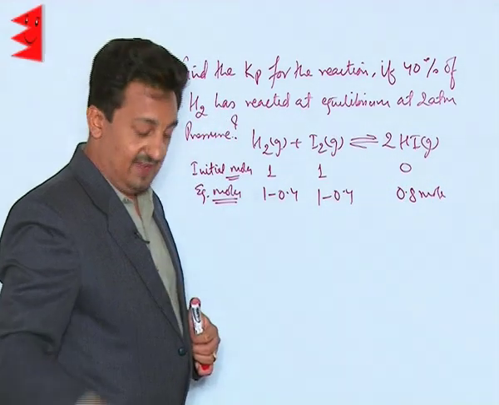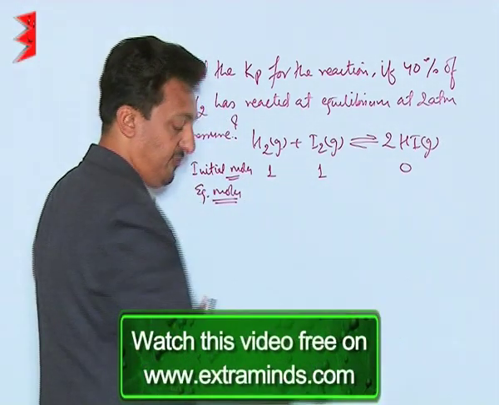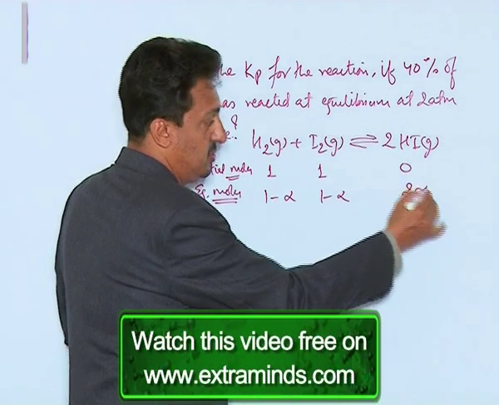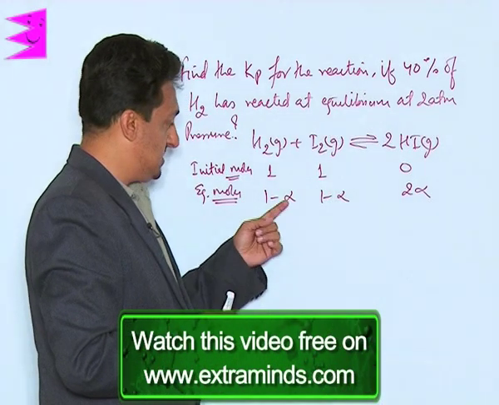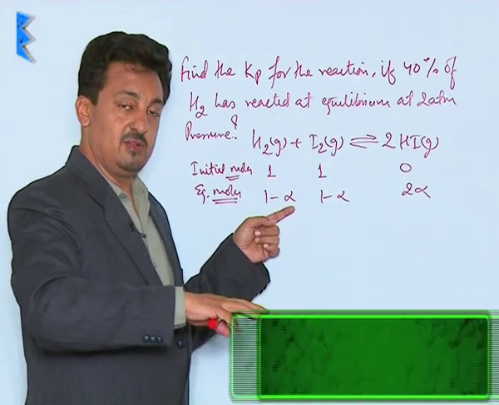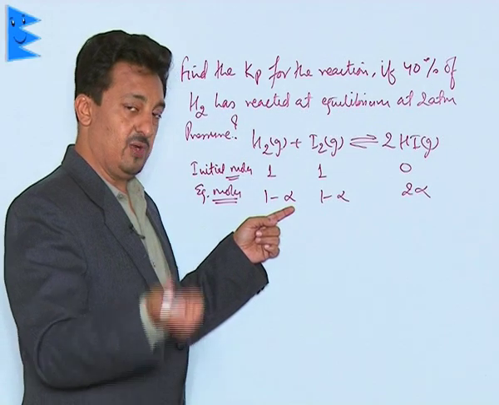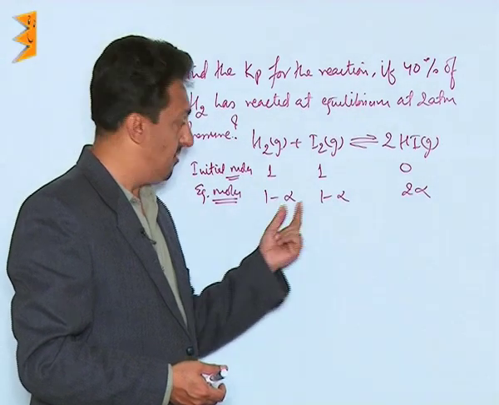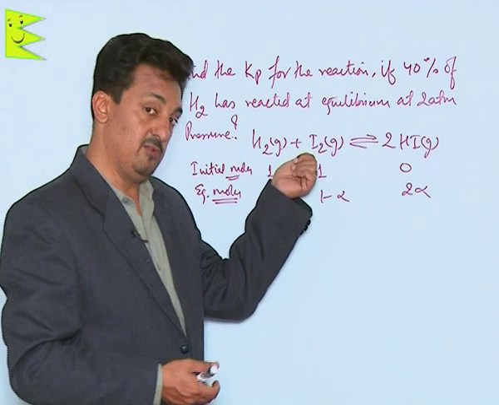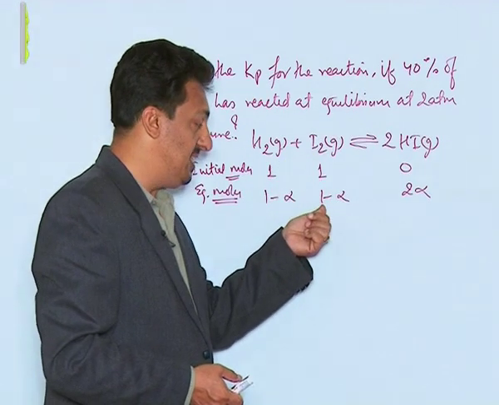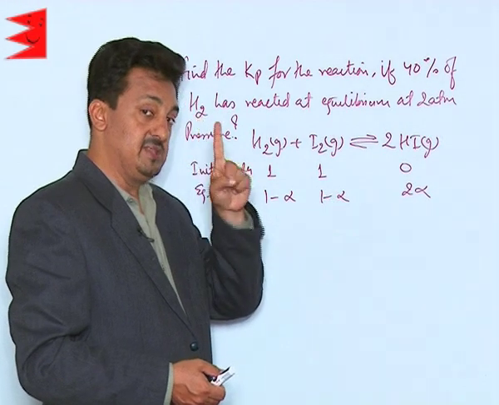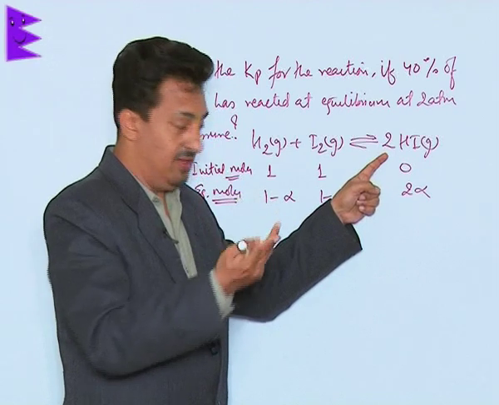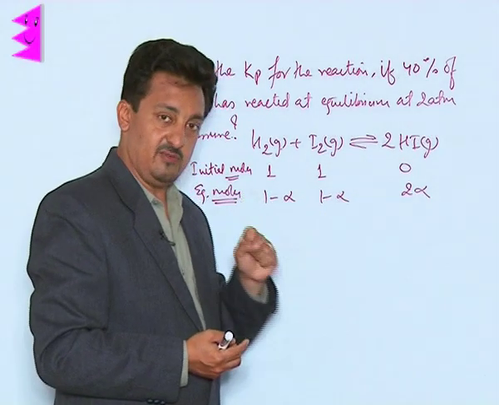If we could not understand this, we can write the same thing in this form also. It will be 1 minus alpha, 1 minus alpha and 2 alpha. Because alpha is the amount of moles of the hydrogen that has reacted. So what is left is 1 minus alpha. Again, how many moles of the iodine has reacted? It will be the same, because 1 mole of hydrogen reacts with 1 mole of iodine. So the moles of iodine left is 1 minus alpha. And since 1 mole of hydrogen forms 2 moles of HI, it will be double. So if alpha has reacted, twice of alpha is formed.